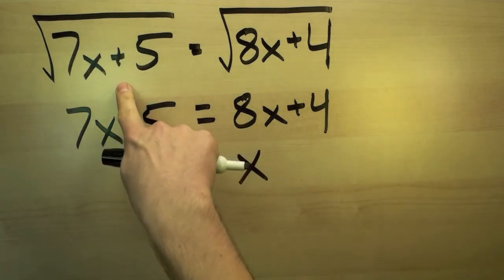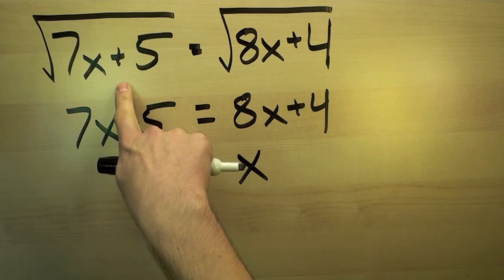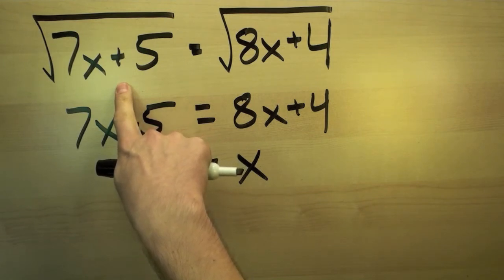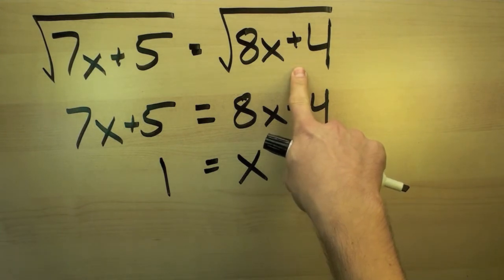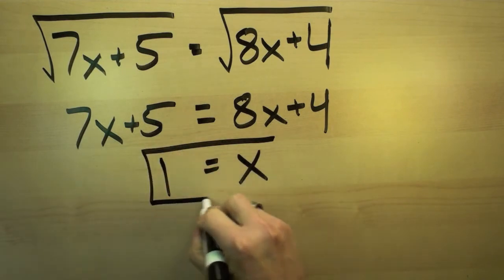Let's see what happens when we plug it in on the left side. We get the square root of 12. When we plug 1 in on the right side, we get the square root of 12. They are equal to each other, so x equals 1 is a solution.